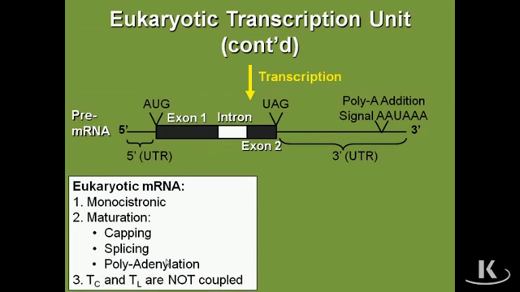The third fact about eukaryotic messenger RNA is that there's no coupling of transcription and translation. In fact, transcription happens within the nucleus. The messenger RNA has to leave the nucleus and go out into the cytoplasm. And when that happens, then it's going to get translated into a protein. So there's no coupling. The mRNA is completely made in the nucleus. It goes out into the cytoplasm where it gets translated by the ribosomes.